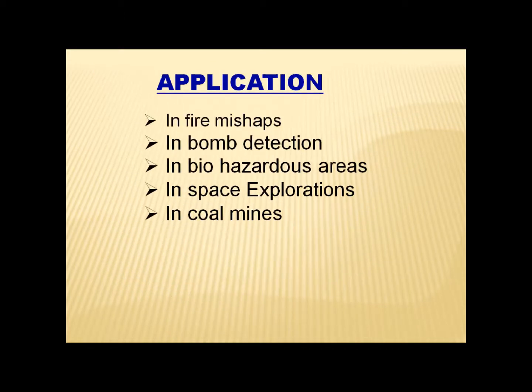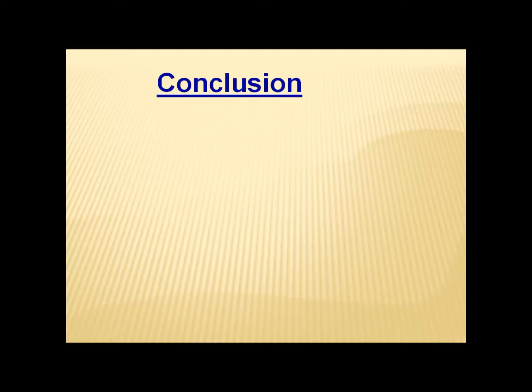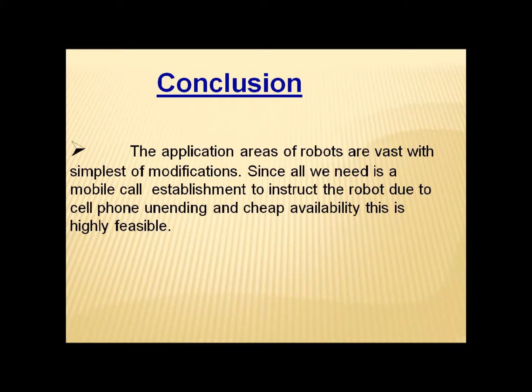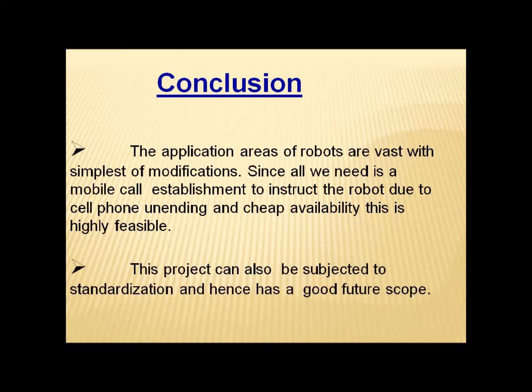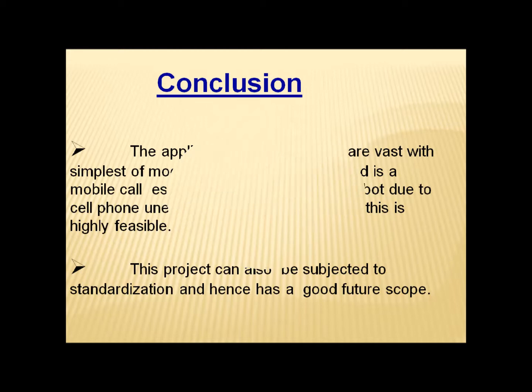Application: in fire mishaps, in bomb detection, in biohazardous areas, in space explorations, in coal mines. Conclusion: the application areas of robots are vast with simplest of modifications. Since all we need is a mobile call establishment to instruct the robot, due to cell phone's unending and cheap availability, this is highly feasible. This project can also be subjected to standardization and hence has a good future scope.